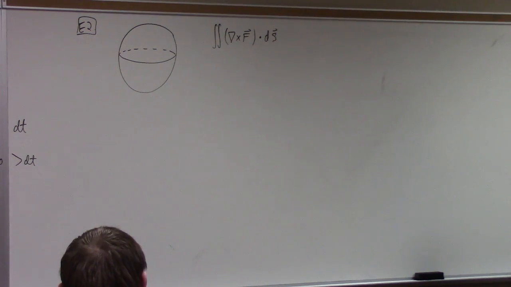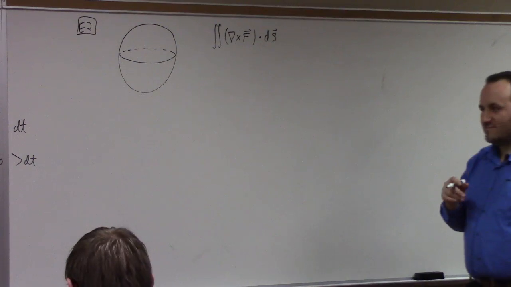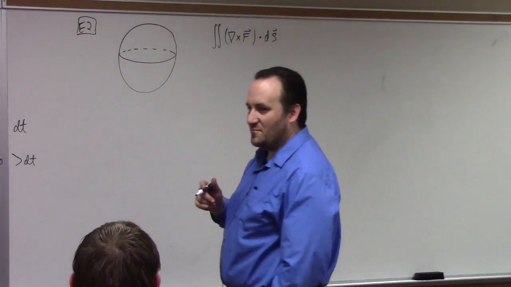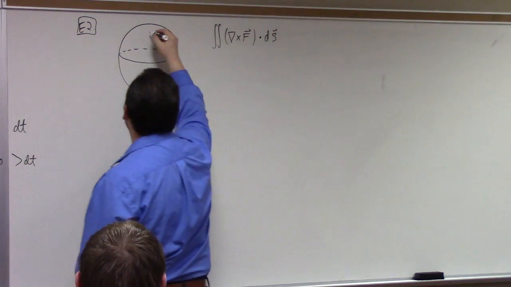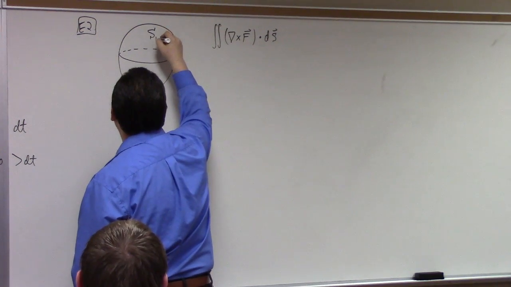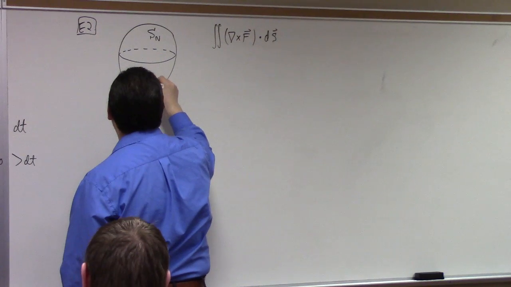It is 0. There is no boundary, right? But let's verify it through less elegant applications of Stokes' theorem. I mean, we can break this into two pieces, right? S north, S south, right?